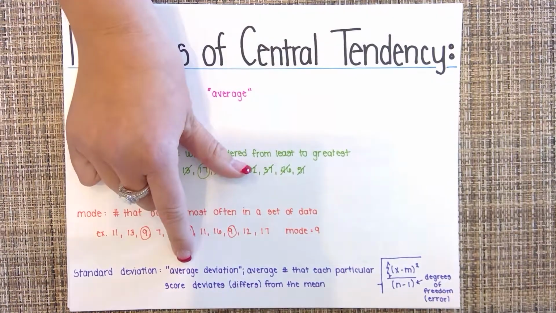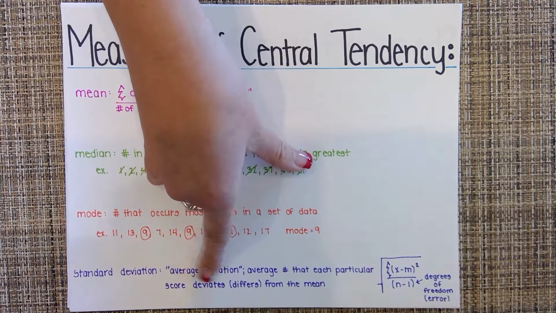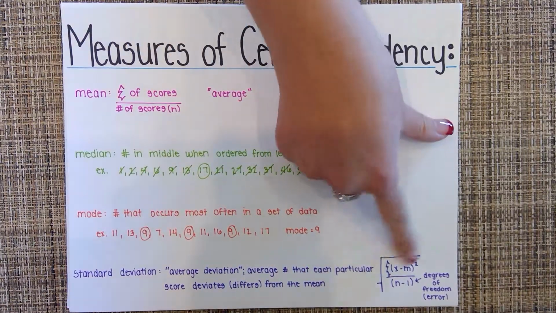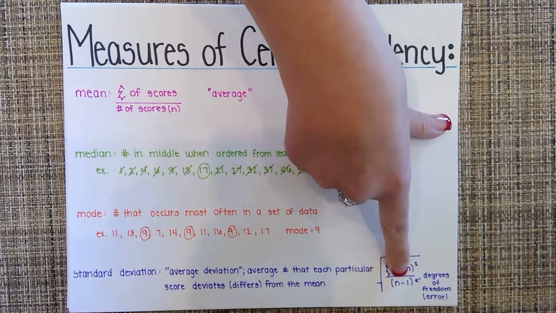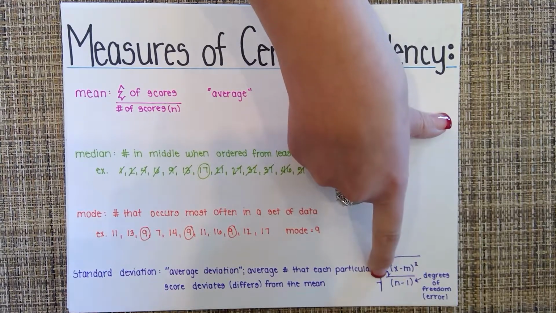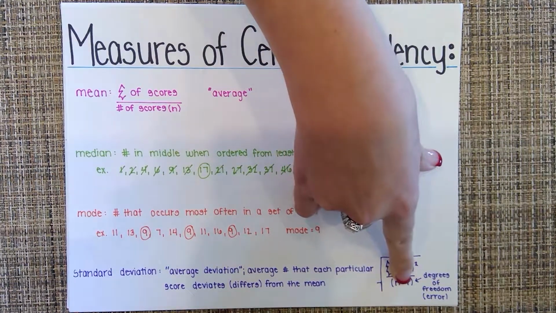This constitutes your average deviation, the average number that each particular score deviates or differs from the mean. So here's your formula here. We'll go over it here in just a second. But I wanted to point out that you have to do n-1 to account for error because you can't just use n from up here. You have to subtract 1 because of the error that's in the calculation itself.